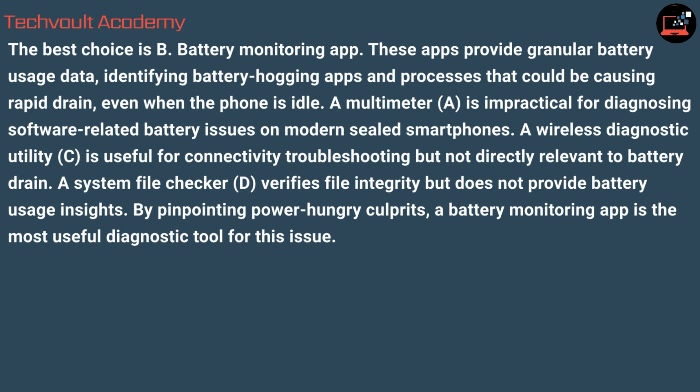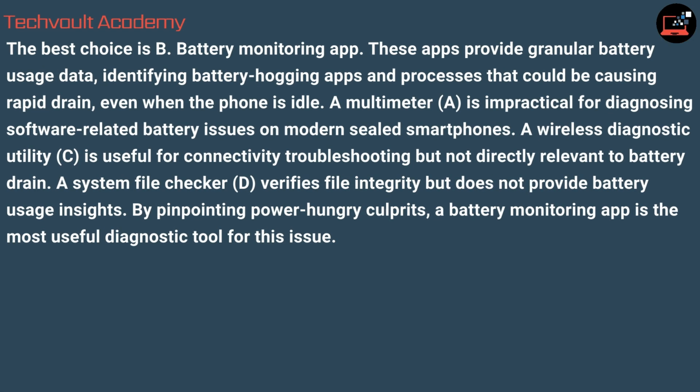The best choice is B. Battery monitoring app. These apps provide granular battery usage data, identifying battery hogging apps and processes that could be causing rapid drain, even when the phone is idle. A multimeter, A, is impractical for diagnosing software-related battery issues on modern sealed smartphones. A wireless diagnostic utility, C, is useful for connectivity troubleshooting but not directly relevant to battery drain. A system file checker, D, verifies file integrity but does not provide battery usage insights. By pinpointing power-hungry culprits, a battery monitoring app is the most useful diagnostic tool for this issue.